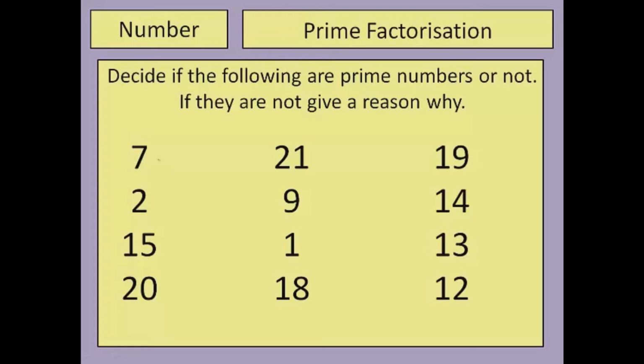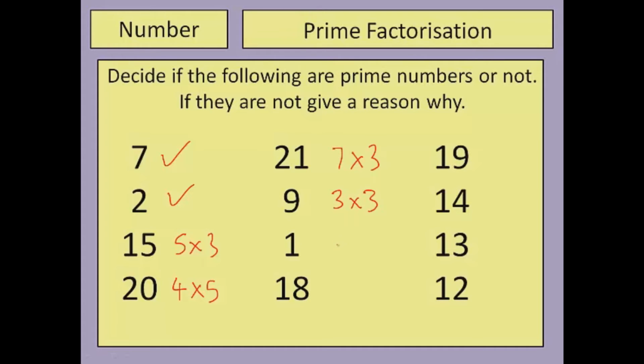Okay, here are the answers then. 7 is a prime number, 2 is a prime number, 15 is not a prime number, and for example it is 5 times 3, that makes 15. 20 is not, and you could say because of 4 times 5, or you could have 10 times 2. 21 is not as well because of 7 times 3. 9 is not because of 3 times 3.